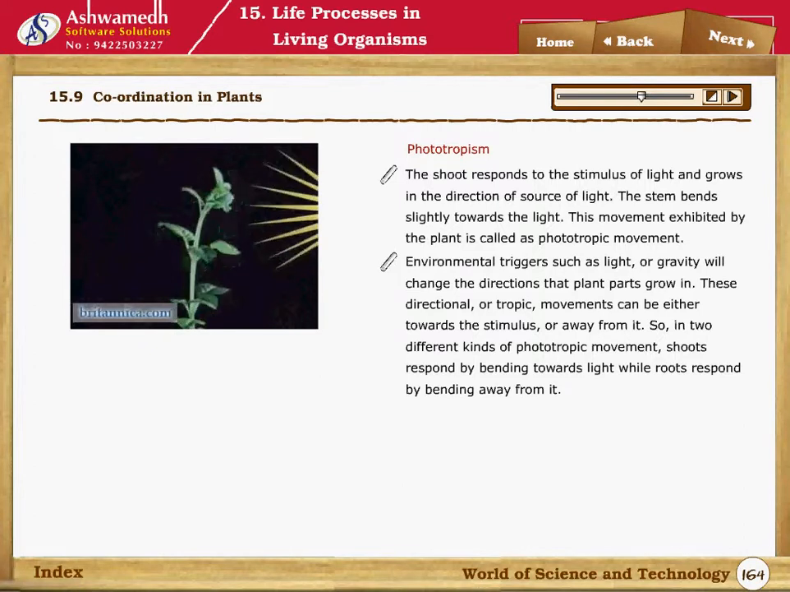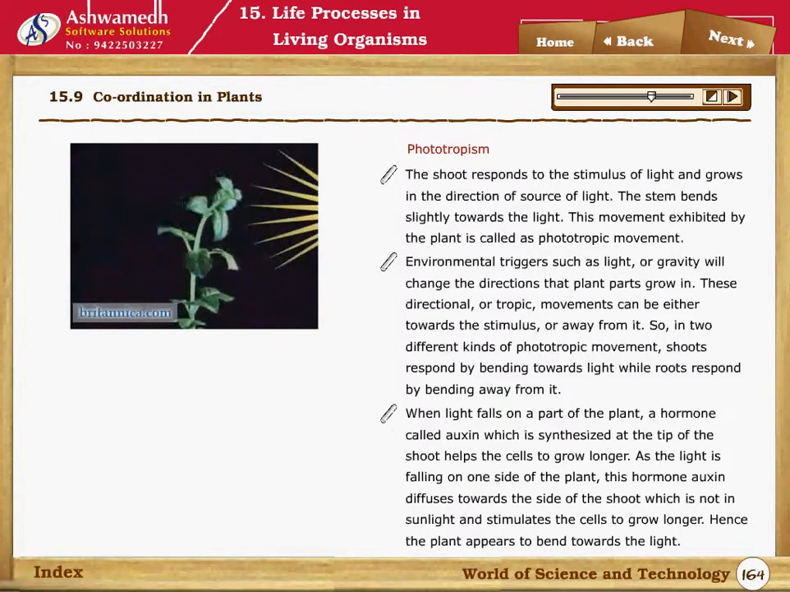Environmental triggers such as light or gravity will change the directions that plant parts grow in. These directional or tropic movements can be either towards the stimulus or away from it. So, in two different kinds of phototropic movements, shoots bend towards the light, while roots respond by bending away from it.